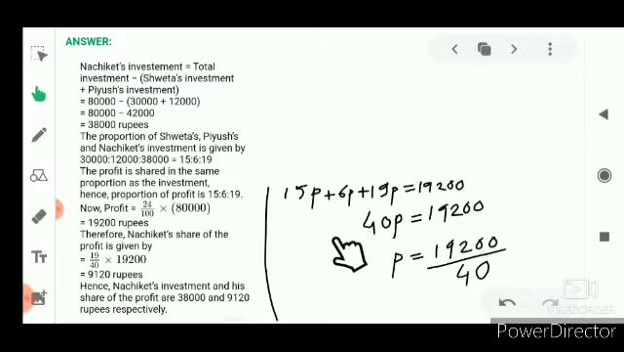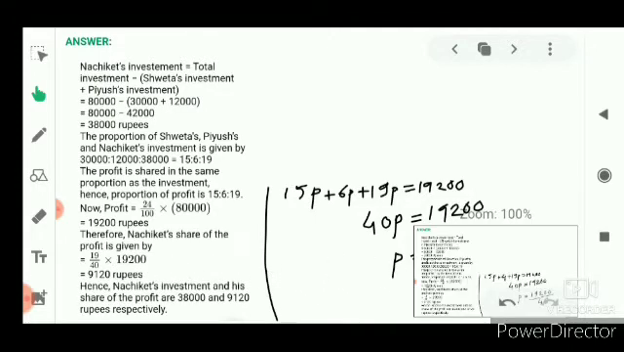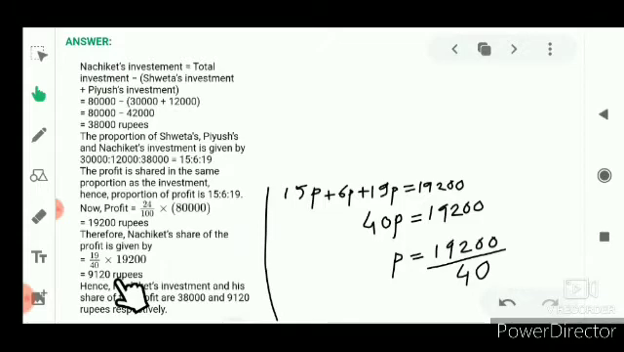From this we get the value of p as 19,200 by 40. So Nachiket's profit is 19p, and the value of p is 19,200 by 40. So Nachiket's share of the profit is 9,120.